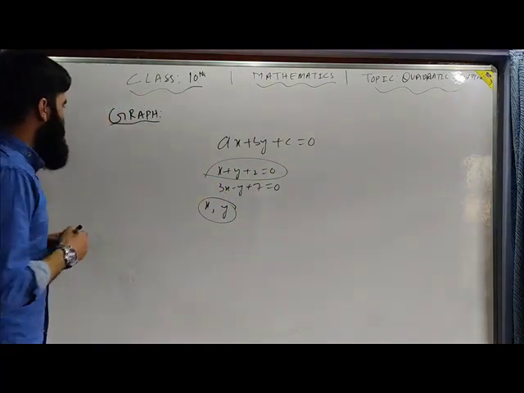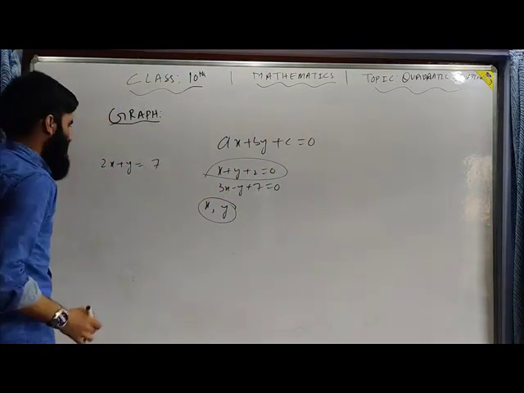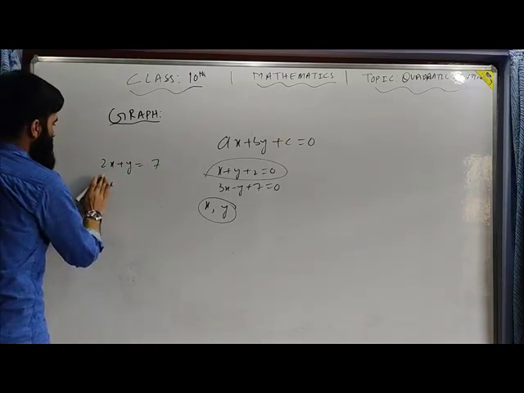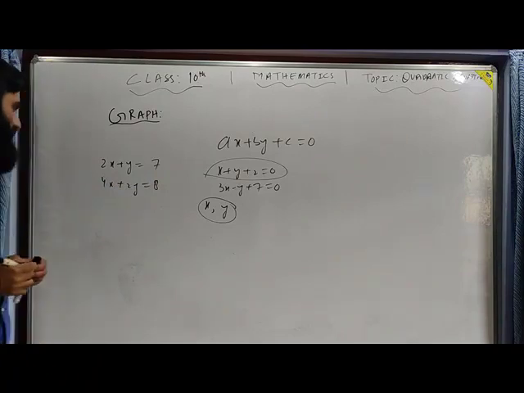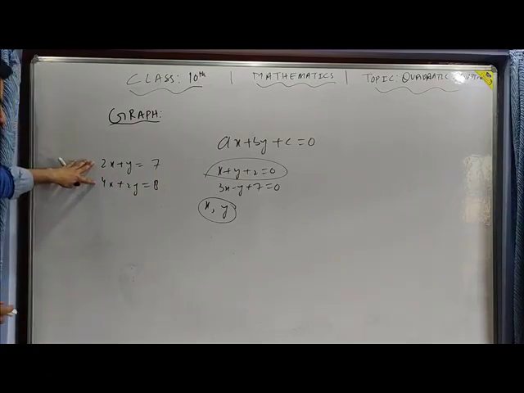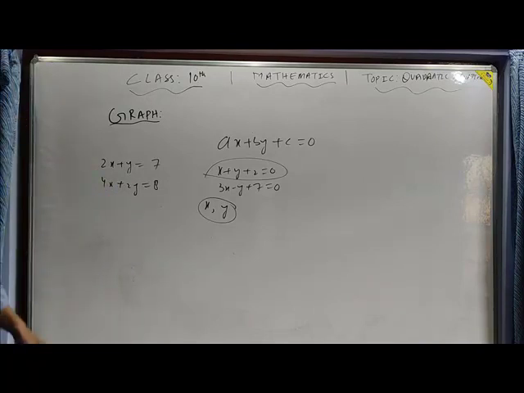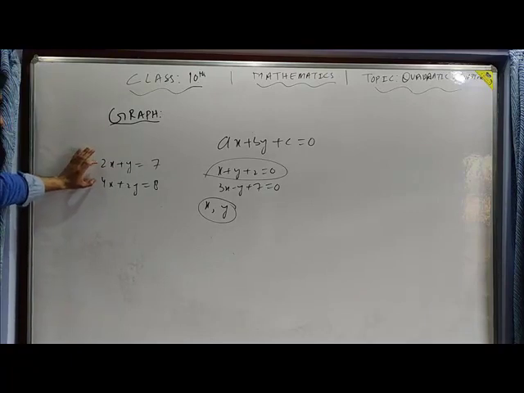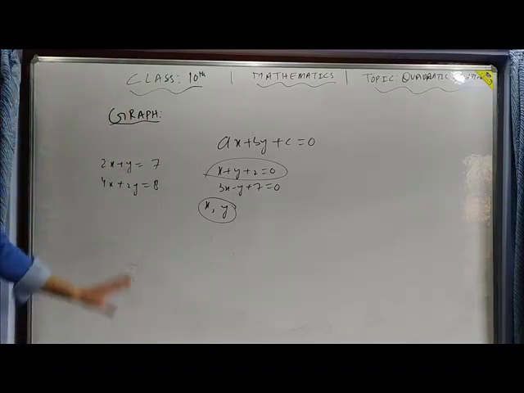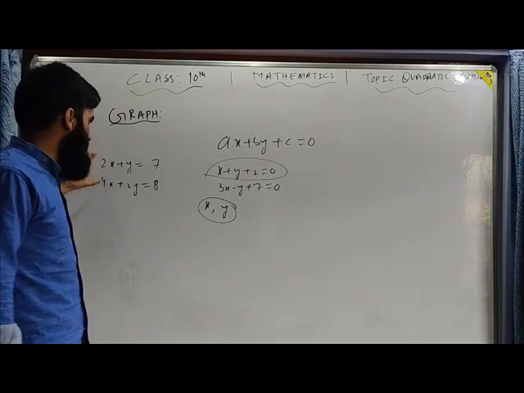So let me tell you one thing. If 2x plus y is equal to 7, similarly we have 4x plus 2y is equal to 8. These are the two systems of equations we have. This is a linear equation over here, and this is a linear equation over there. If you take their ratio, this is 1 upon 2 and this is 1 upon 2, obviously. That means these two lines are parallel to each other.